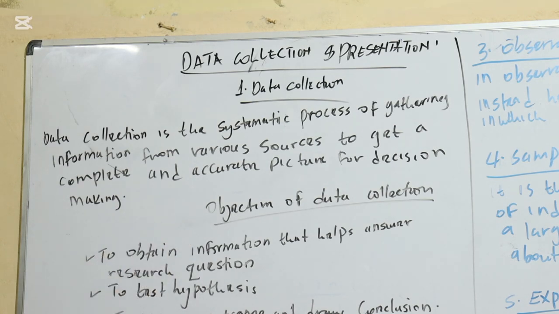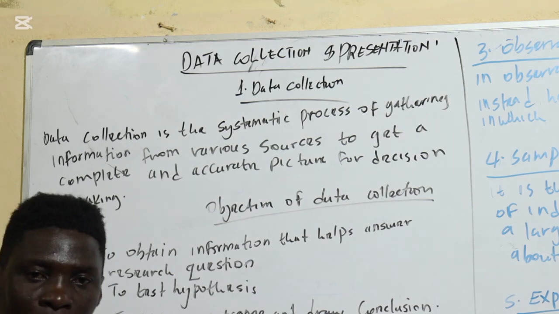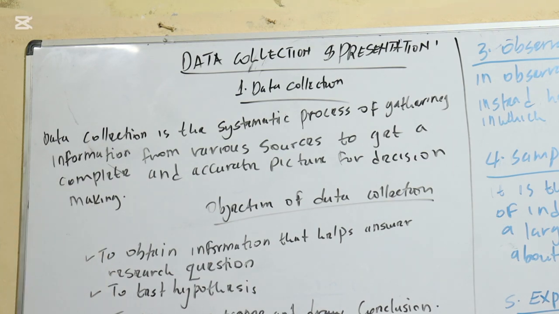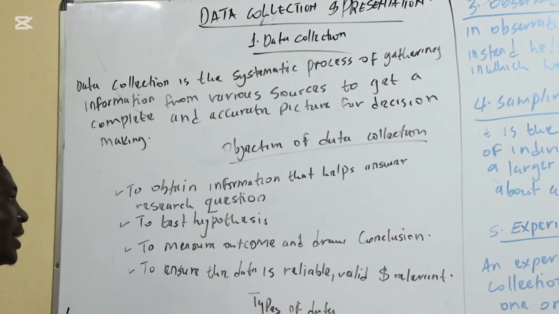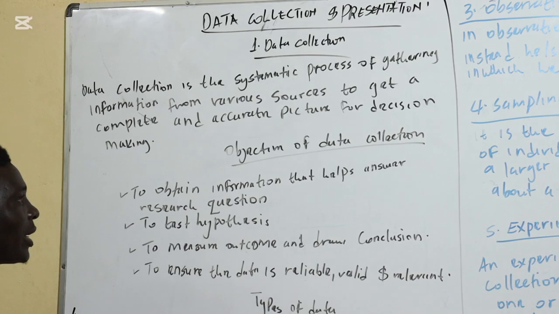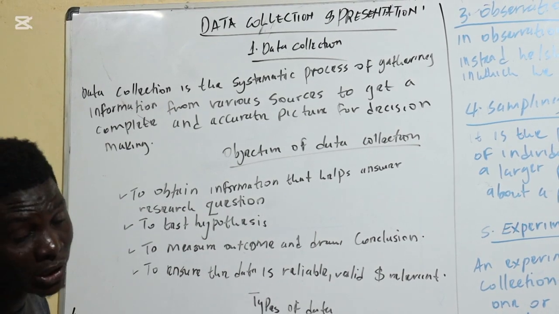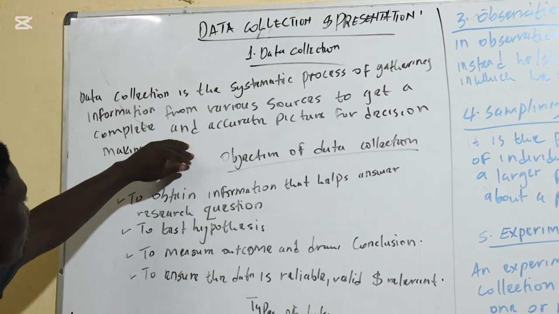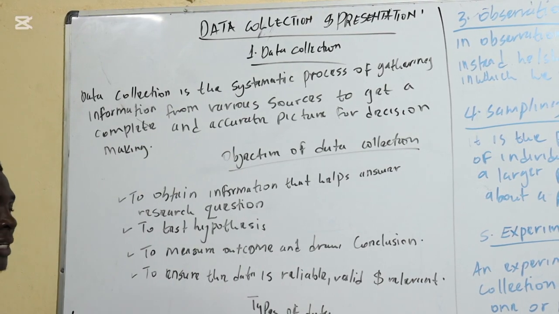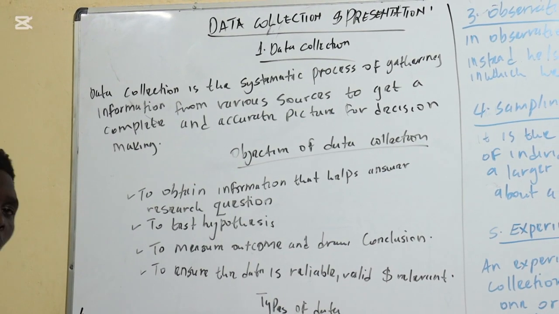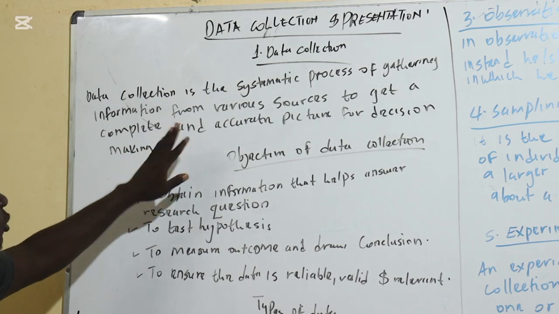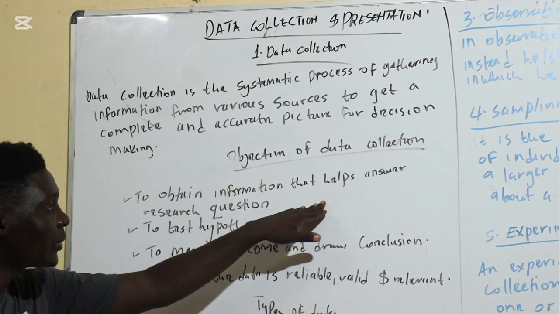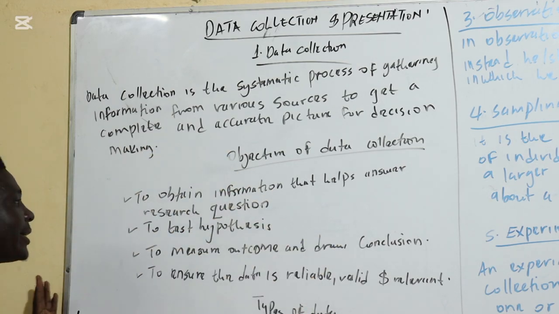Number two subtopic, we'll talk about the objective of data collection. Why do we collect data? Or why do we need data? What is the purpose of having that data? So objective number one of data collection is to obtain information that helps to answer a research question. In order for us to answer a research question, we must have the data to prove that gives a solution to that problem.